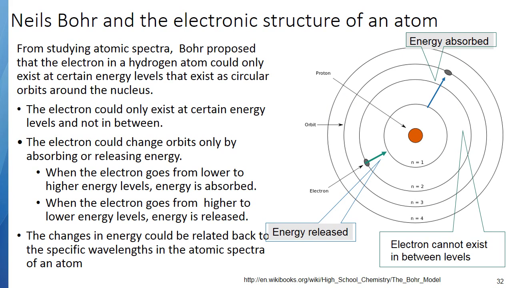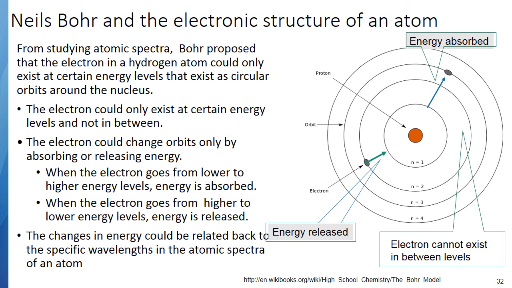So Bohr was the next scientist that you should know about, and he's the one who basically figured out how electrons were organized within an atom, so the electronic structure of an atom. By using those atomic spectra, he proposed that electrons could only exist at certain energy levels in an atom. So there you can see my little flat electrons sitting on the different lines. They can't exist between lines, but only on the lines. They can, however, jump between the lines.